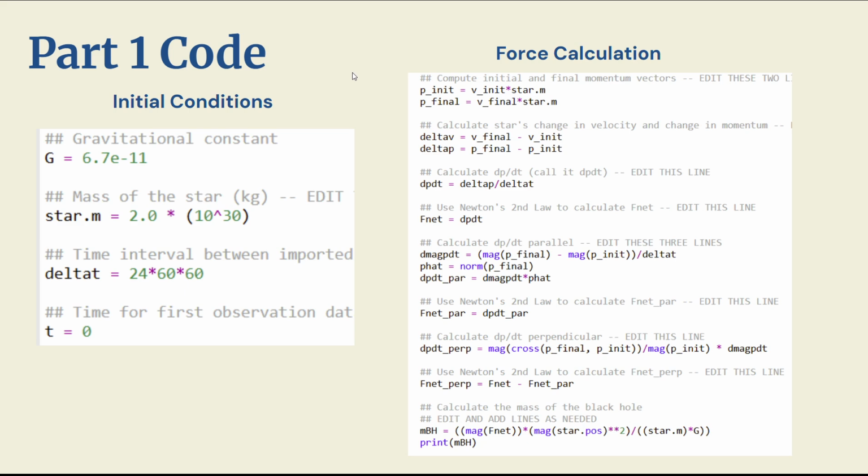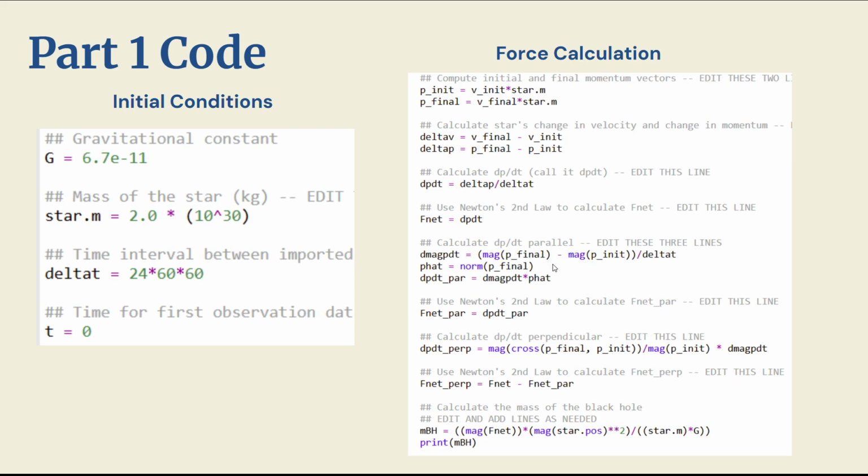So in part 1, where the star is orbiting a black hole, we set the initial conditions with the mass of the star and the time interval. We use the mass and velocity to find the momentum, the initial and final, so that we can calculate delta P. To calculate force, we divide delta P by delta T, and that results in our net force.